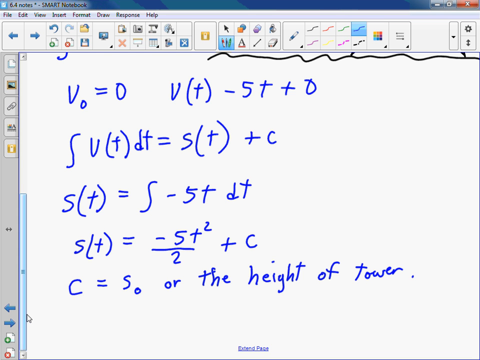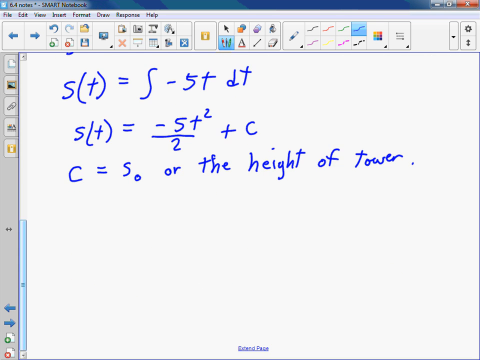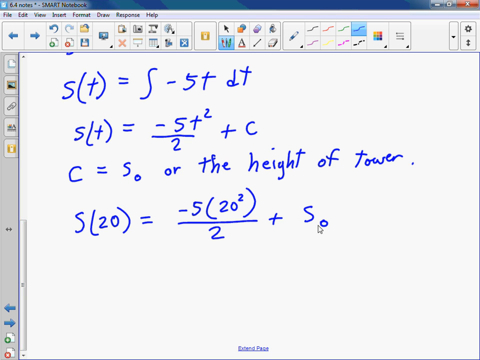So we know that our time is going to be at least 20 seconds. So we can say S of 20 equals negative 5 times 20 squared divided by 2 plus S sub 0. And in the end here, we're trying to find the height of the tower, S sub 0. And so that's the height that Colton will be dropping the moon rock. But that's the maximum height, so that'll also be the height of the tower.